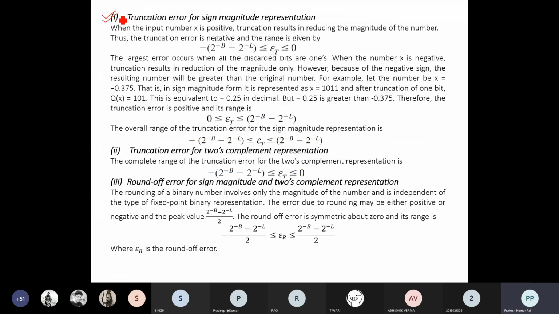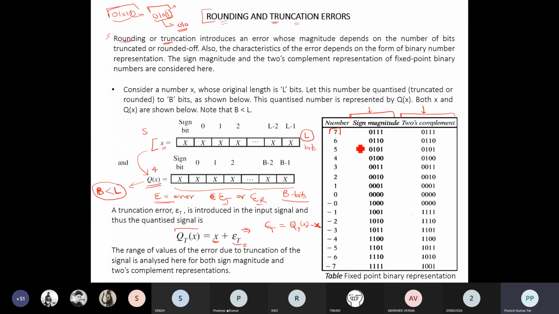The first point is the truncation error for sign magnitude representation. In sign magnitude representation, for a 4-bit representation, 7 is 0 1 1 1 and 6 is 0 1 1 0. If they are positive numbers, whether in sign magnitude representation or in 2's complement representation, they will be the same. But for negative numbers, it is different.